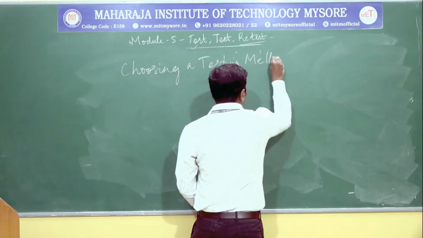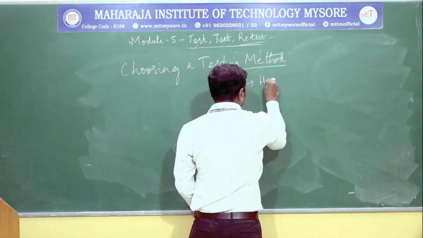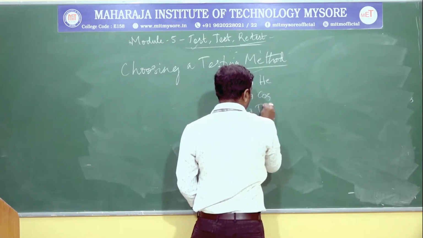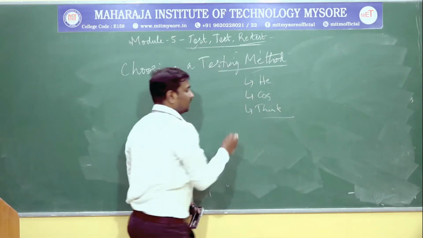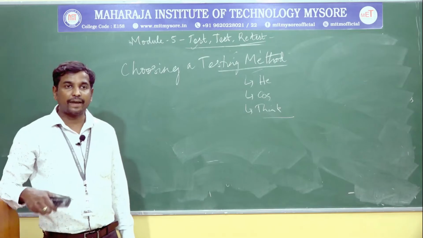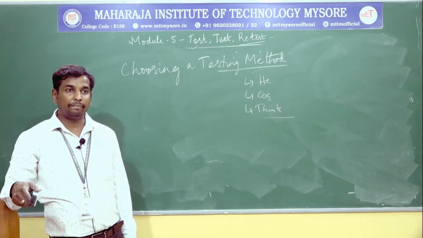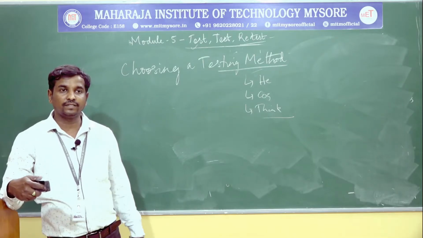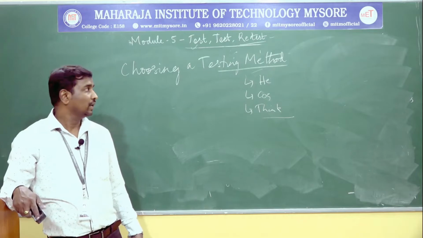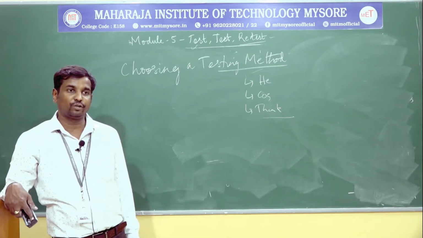We have discussed different methods, like the heuristic method, the cognitive method, as well as the think overload method. These methods can be used depending upon the development process. As we know, when we are using a heuristic evaluation, the observers play the major role.